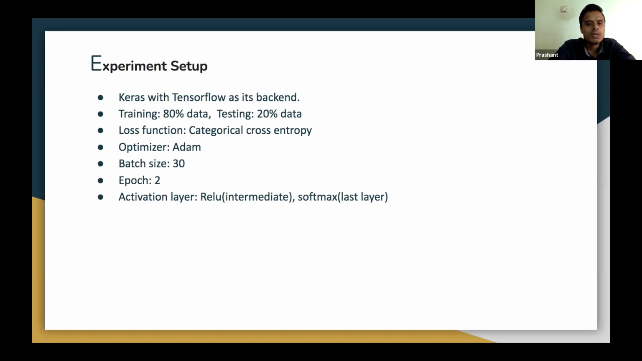Categorical cross entropy has been used as a loss function, Adam as the optimizer to select the best weight. A batch size of 30 is used for the shared part. We experimented with different epochs, but we found that the epoch size of 2 is giving the optimum performance. We utilize the ReLU activation function at the intermediate layer and softmax at the last layer.